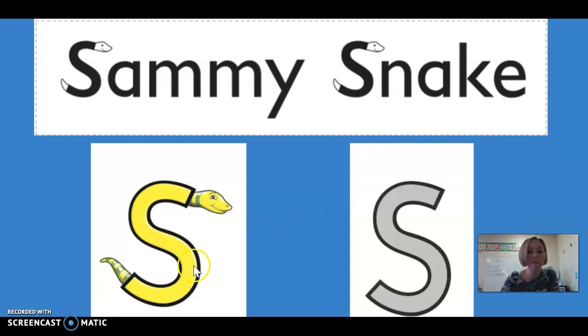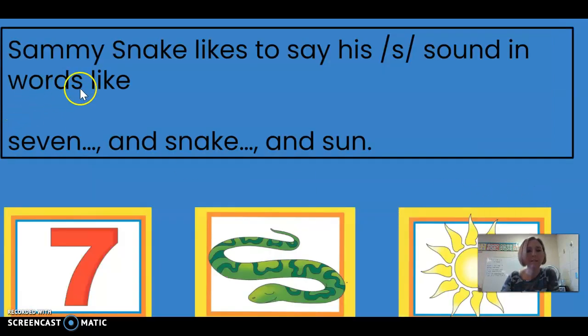And here is his lowercase letter. This is what he looks like in Letterland. And remember, this is his plain letter side. When we see his plain letter side, we say S. Very good. Sammy Snake likes to say his S sound in words like seven, snake, and sun.